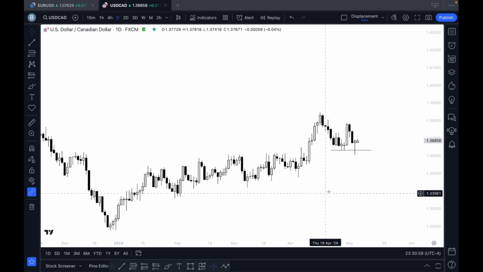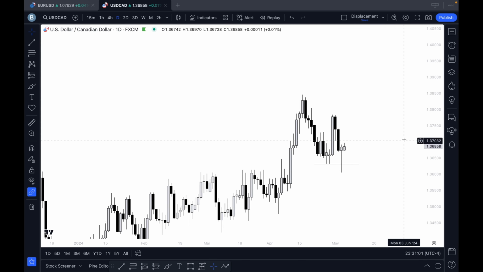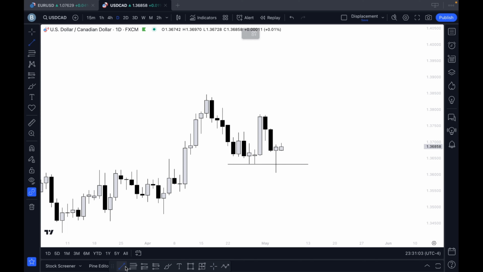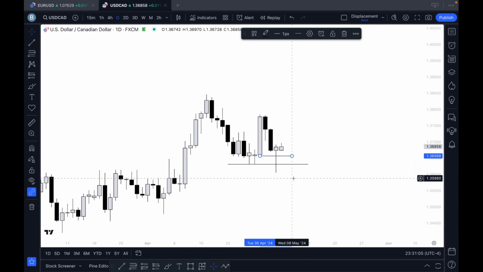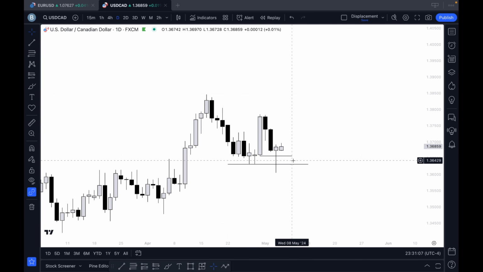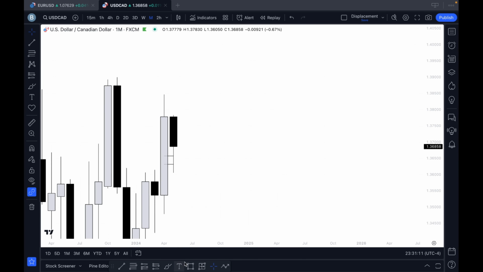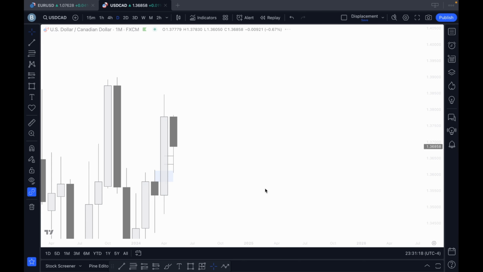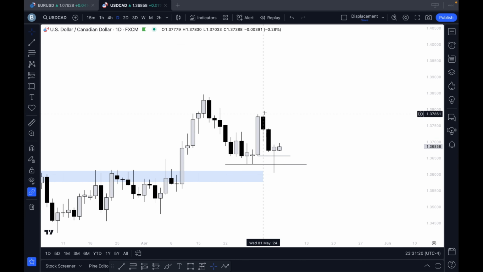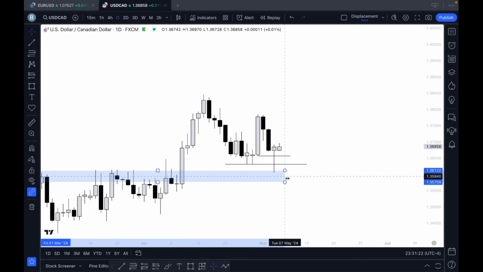In the daily time frame, we also have this candle as my range. This candle will be my range, and we have tapped this monthly order block. This is the monthly order block. So let me draw this monthly order block. Yeah, so this is my monthly order block. Let's go to the daily time frame.